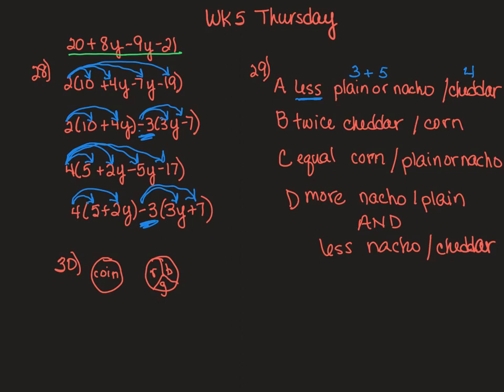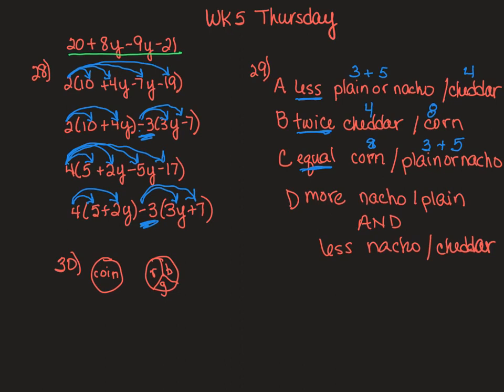In B it says, and this one's a little tricky, am I twice as lucky getting cheddar, which is 4, as getting corn, which is 8? Is cheddar twice as likely as corn? In C, it's what's equally likely. Is it equally likely that I'll get corn, which is 8, as getting plain or nacho? And remember we said that if it's or, I can have either of them, so I'm adding up that probability.